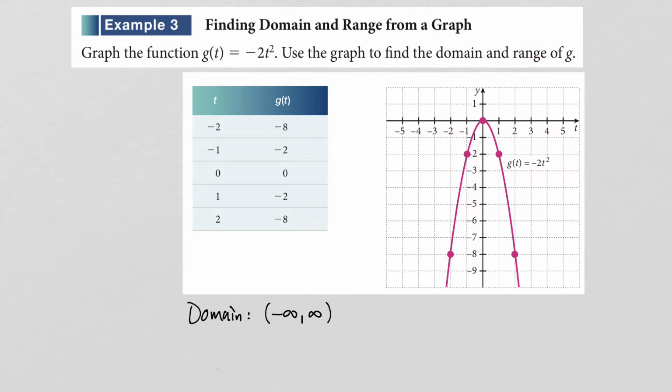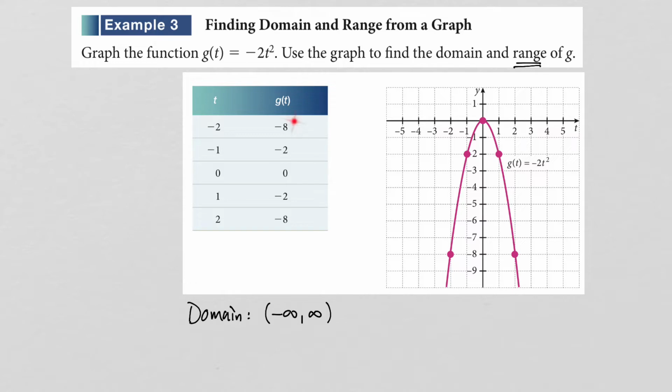Now the range is trickier. Remember, the range is the set of output values. Look at your output values. Look at your graph. In terms of the output values, which are the values on the y-axis, you can see that you don't get any output values up here, right? There's no graph anywhere up here. So all of your output values are down here. They are at 0 or below 0.